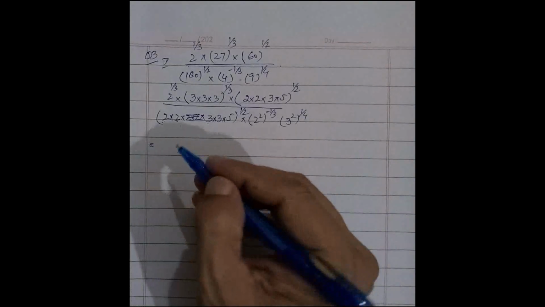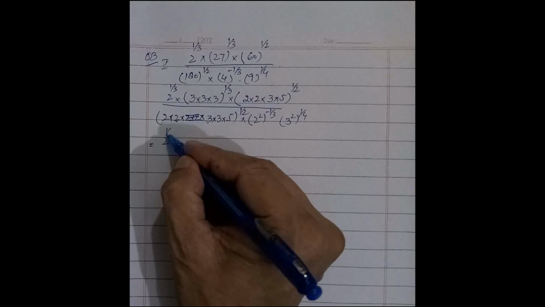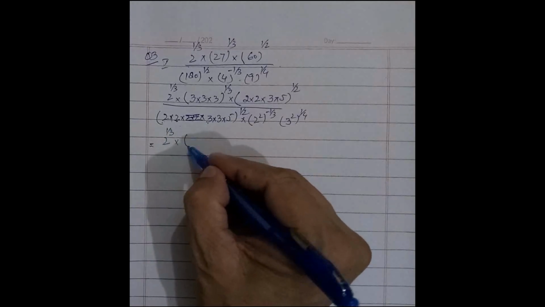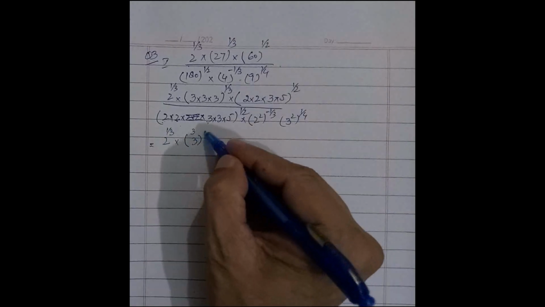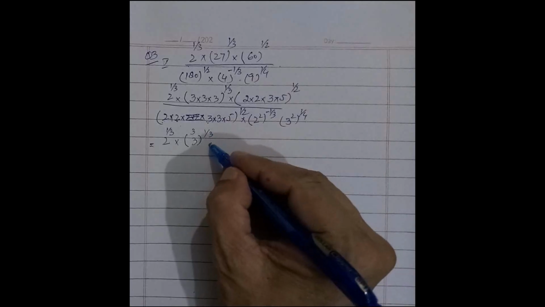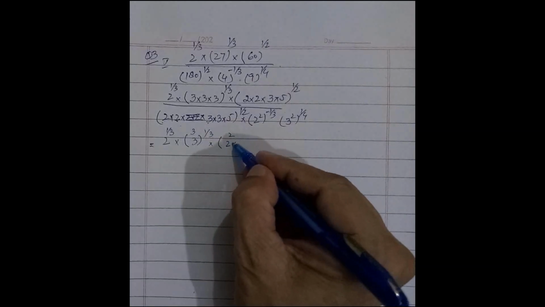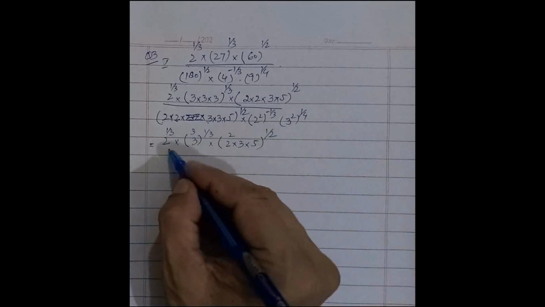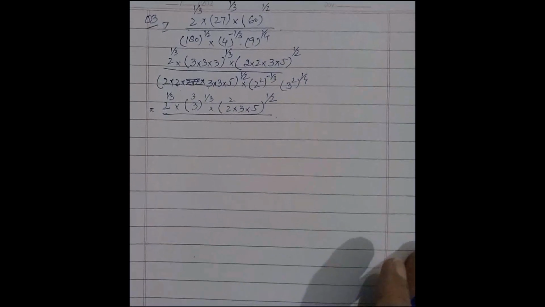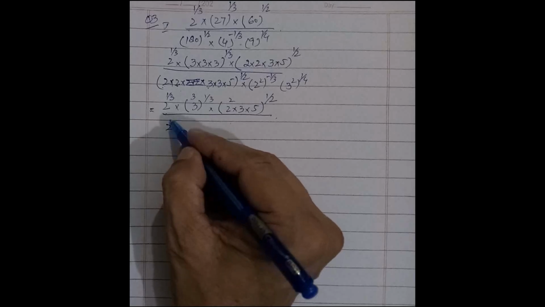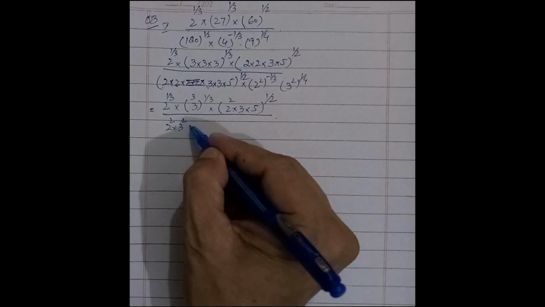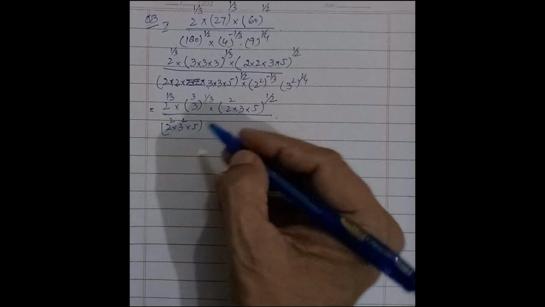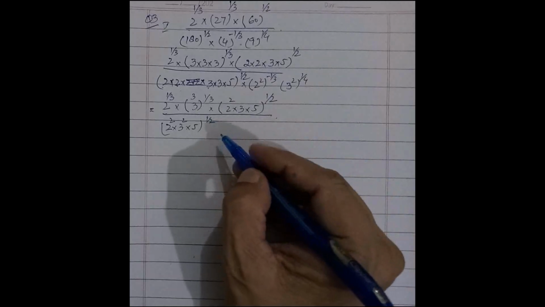And further simplifying, 2's power 1 over 3 into 3's power 3 whole power 1 over 3 multiplied by 2's power 2 multiplied by 3 multiplied by 5's power 1 over 2. And in the denominator, 2's power 2 multiplied by 3's power 2 multiplied by 5 whole power 1 over 2.